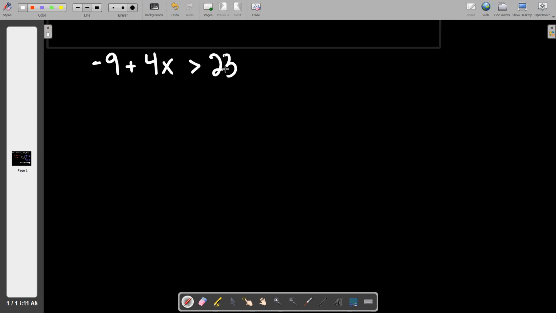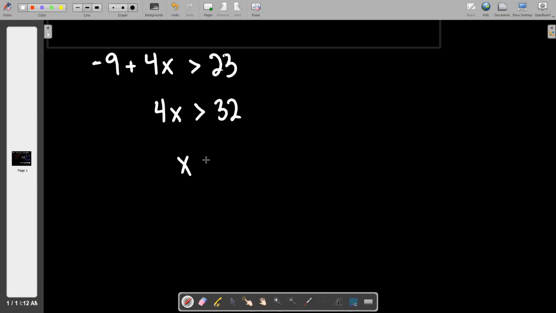So we have -9 plus 4x is greater than 23. And again, we're not looking for the number, we're looking for the set of numbers. To find that set, you have to find the boundary point, kind of what we're used to finding as our solution. What would we do first? We would add 9. So I'm going to drop down my 4x, I'm going to drop down my inequality sign. And what is 23 plus 9? 32.